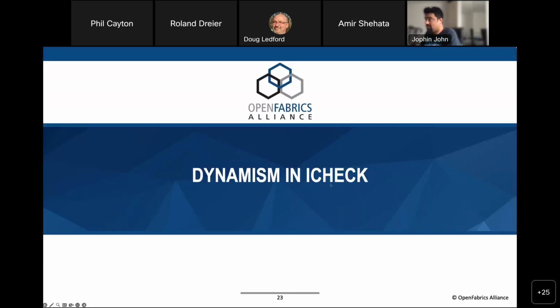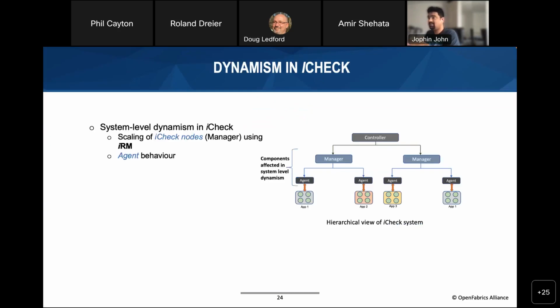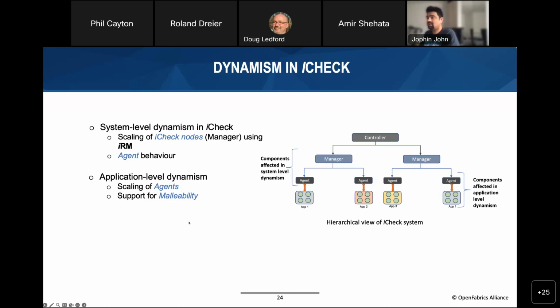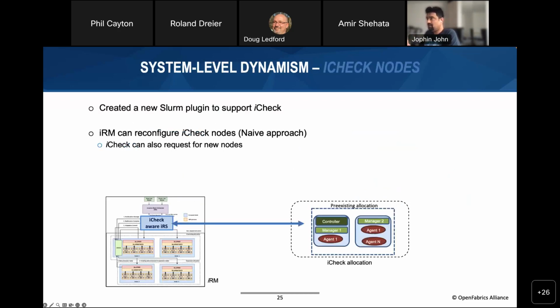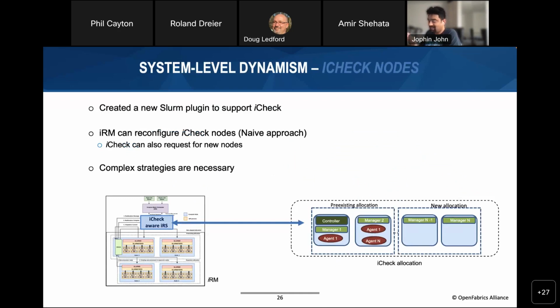Okay, so how does the dynamism in iCheck play out? There is system level dynamism, where iCheck can increase the number of nodes and change the agent behavior. And in the application level dynamism, iCheck can increase the number of agents and also provide data distribution support. RDMA plays a significant role in this application level dynamism aspect. In the system level dynamism, we have an iCheck aware scheduler that can request more nodes, and then our invasive resource manager, a dynamic version of Slurm, can give more compute nodes to the checkpointing system for writing checkpoints based on the current system statistics.